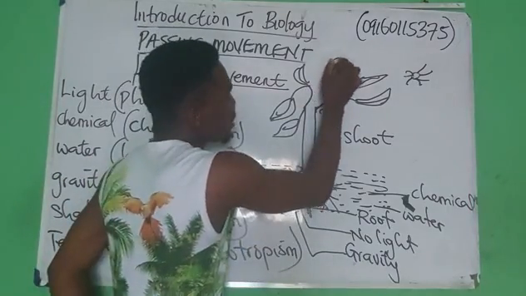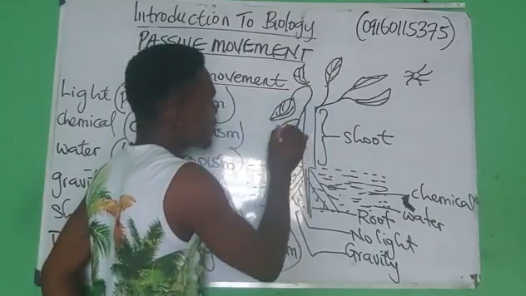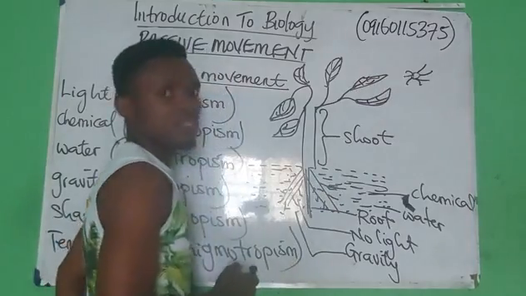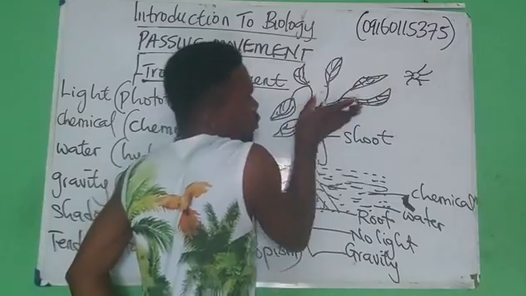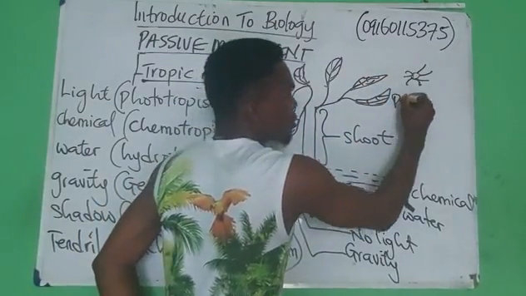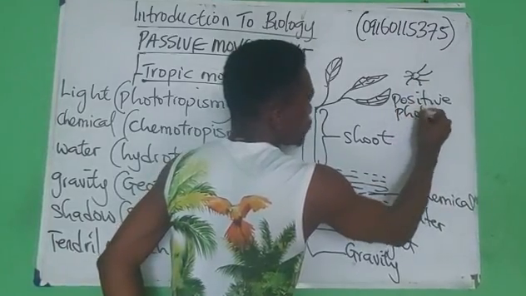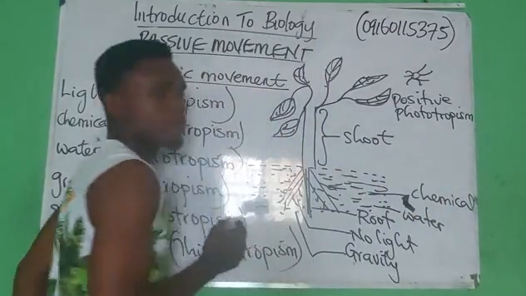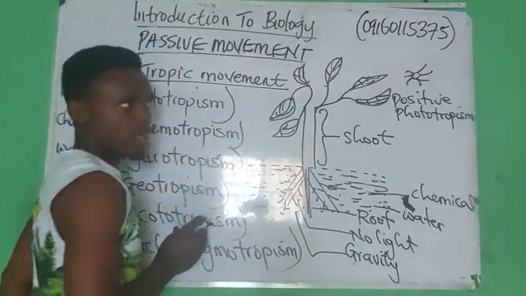Now, from what we've illustrated, the leaves will definitely bend towards sunlight for what? Photosynthesis. Therefore, you see the leaves, since they are bending towards sunlight, you say it's what? Positive phototropism. Positive phototropism. They are bending towards sunlight, all right?